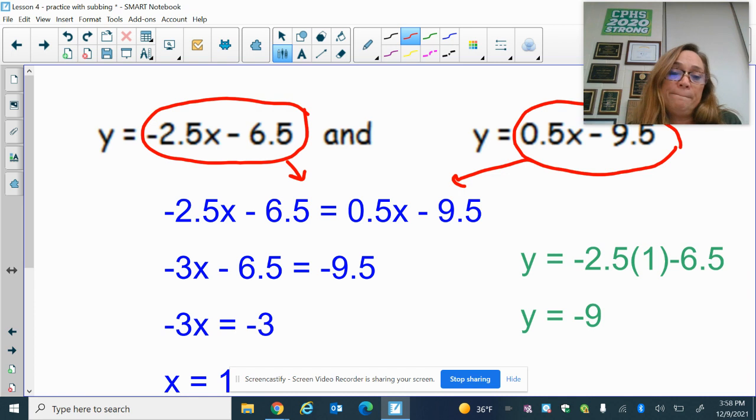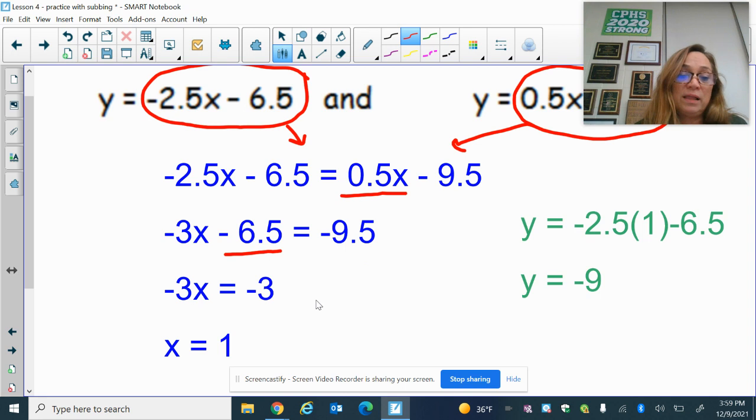So I did the addition property of equality, and I subtracted 0.5x from each side. Then I used the addition property of equality again, and I added 0.65 to both sides. And then I did the division property of equality, and I divided both sides by -3. And that gives me x.